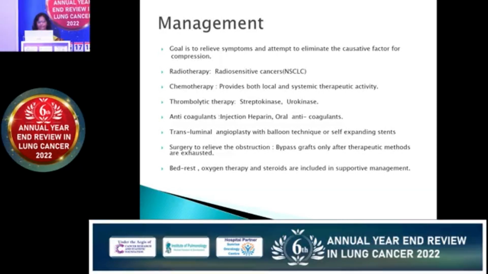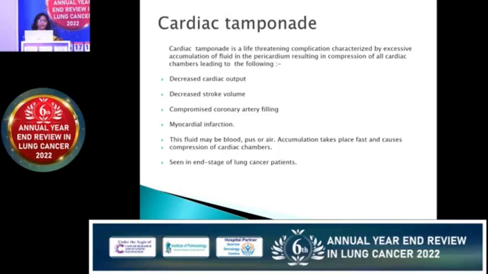management for these patients. Cardiac tamponade. Cardiac tamponade is a life-threatening complication characterized by excessive accumulation of fluid in the pericardium, resulting in the compression of all cardiac chambers. As the heart is there in between the two lungs, when the fluid is increased, the heart is pushed back. So this leads to decreased cardiac output, decreased stroke volume, compromised coronary artery filling, myocardial infarctions.